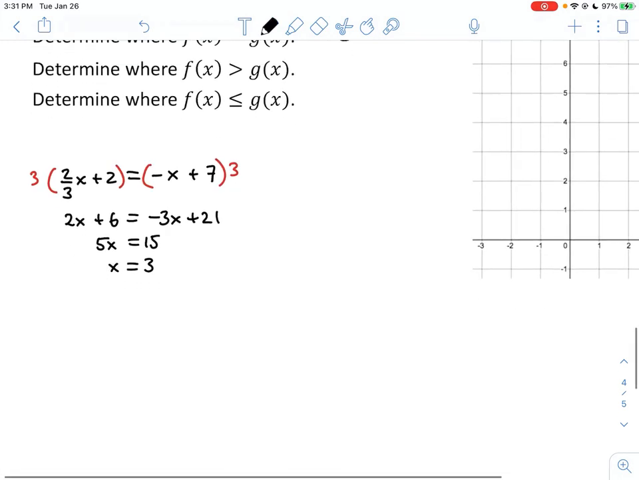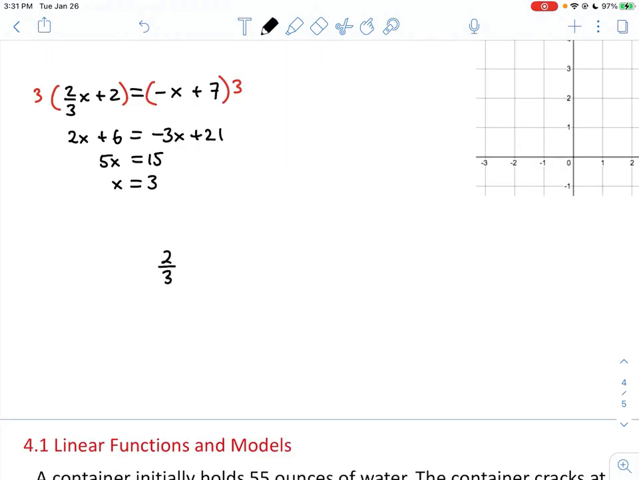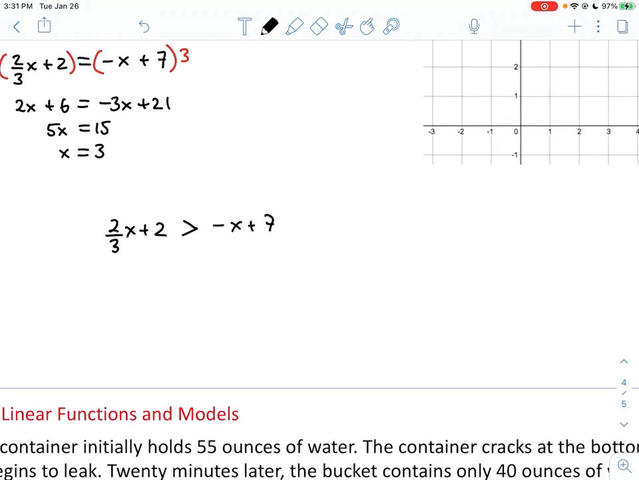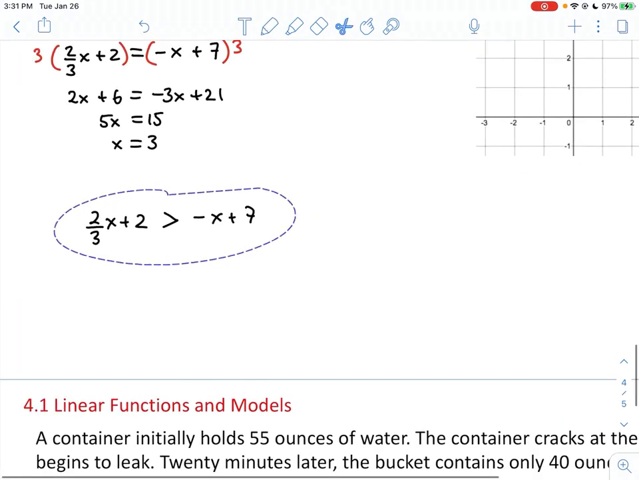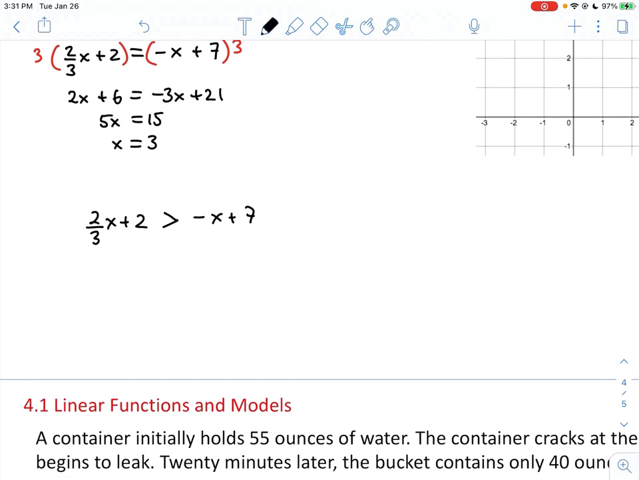Determine where f of x is greater than g of x. Here's f of x. I want that to be greater than g of x. This is a linear inequality. It's solved the exact same way you solve a regular linear equation. I don't like the fact that we have fractions, so I'm going to triple everything. You do have to remember the rule that when you're working with an inequality, and if you multiply or divide both sides of it by a negative number, you have to switch its direction, so be mindful of that. But multiplying by 3 does not change the direction.